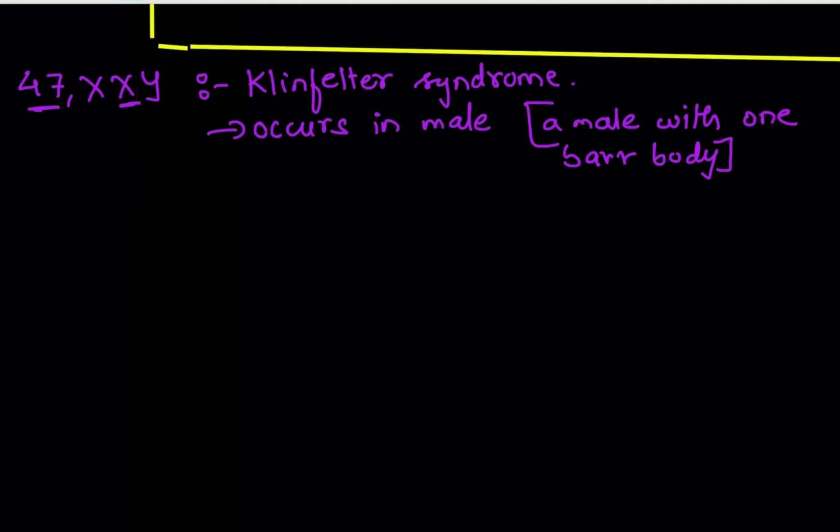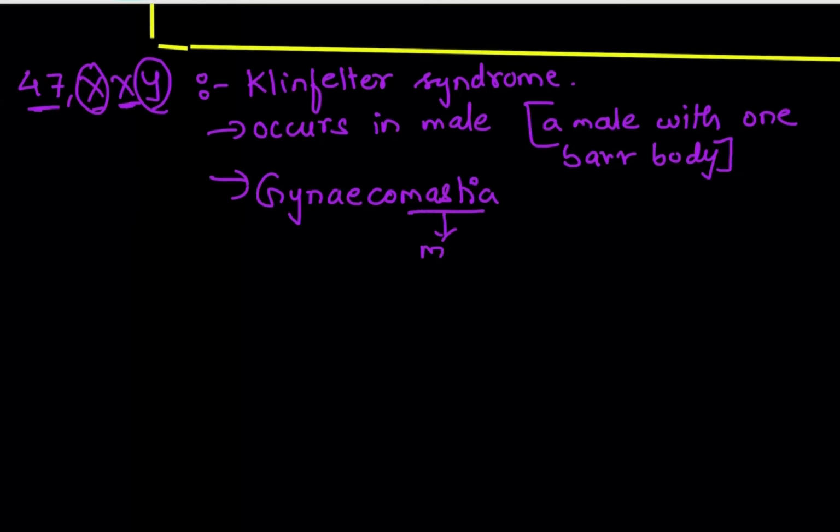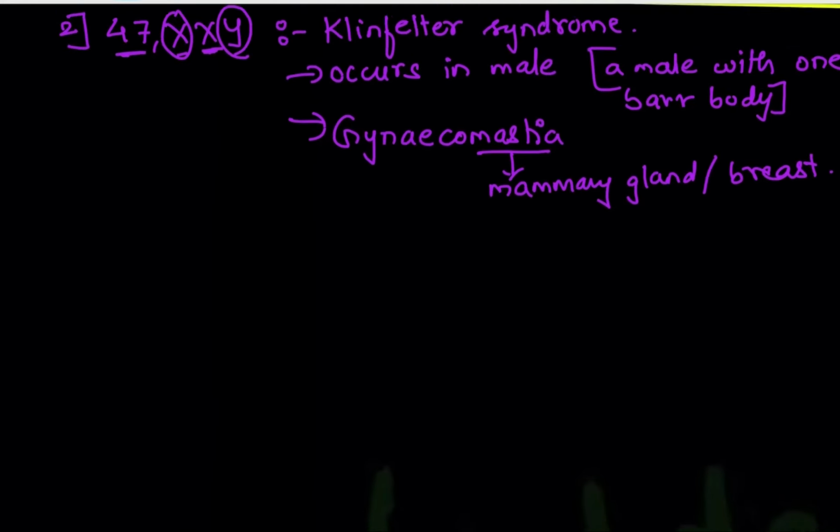See, on the second position there is an X present. So normally XY, this X and Y are the sex chromosomes for males, but there is an additional X present, right? This additional X is the Barr body. So a male doesn't have a Barr body normally. So if a male is having a Barr body, then we call it Klinefelter syndrome. The symptom here you will see is gynecomastia. Males will exhibit the secondary sexual characteristics of the female. Mastia is mammary gland, or you can say breast. So they will have well developed breasts.